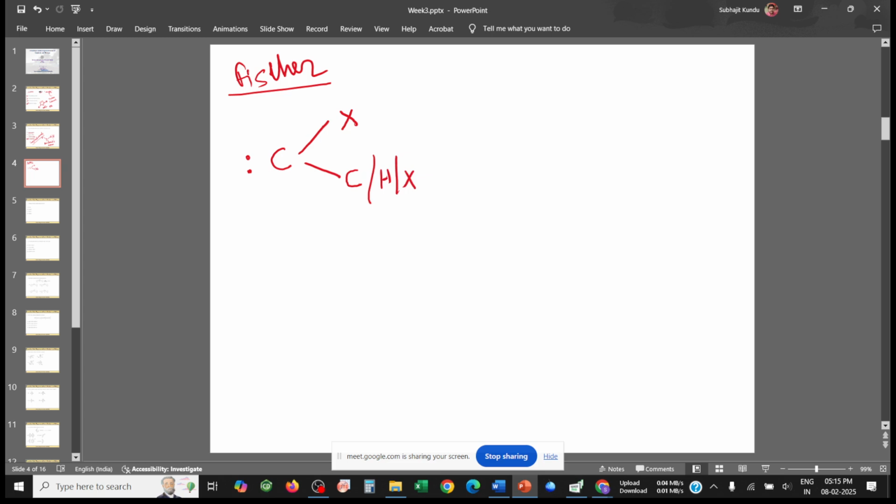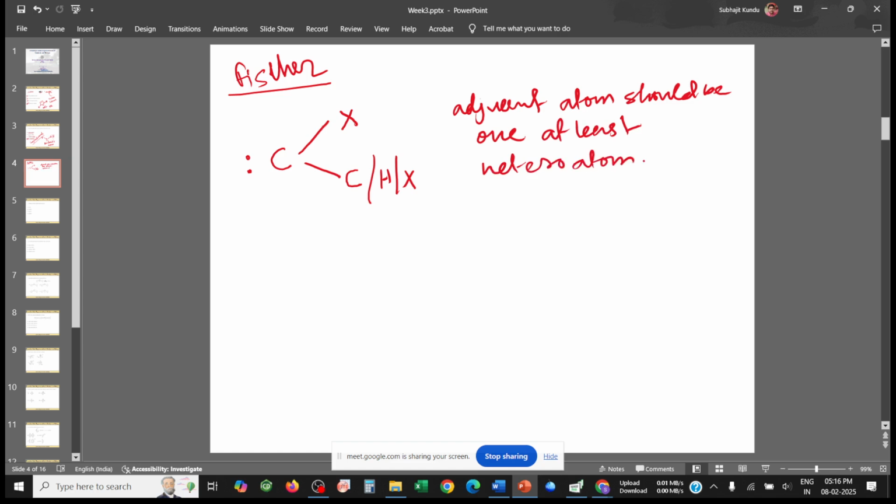So here the criterion is that the adjacent atom should be at least one heteroatom, like oxygen, sulfur, nitrogen, etc.